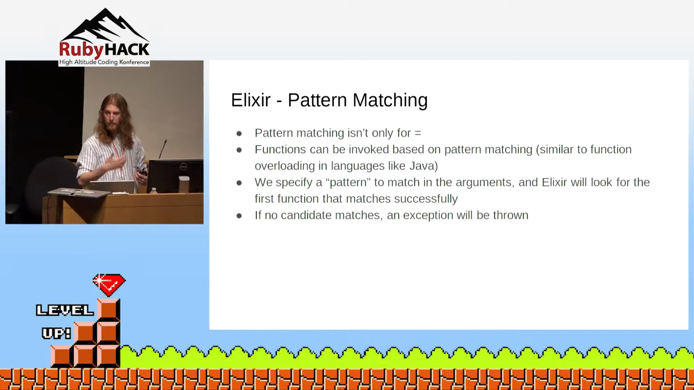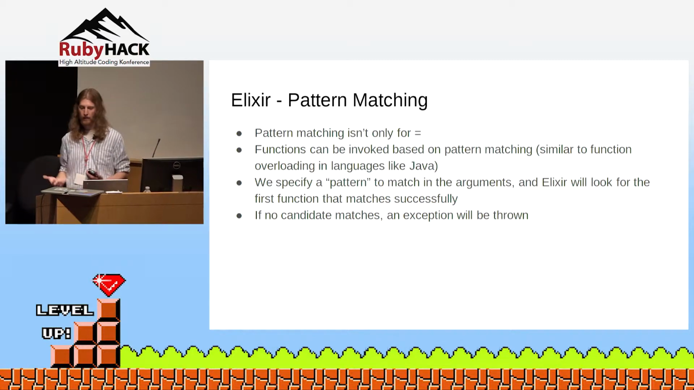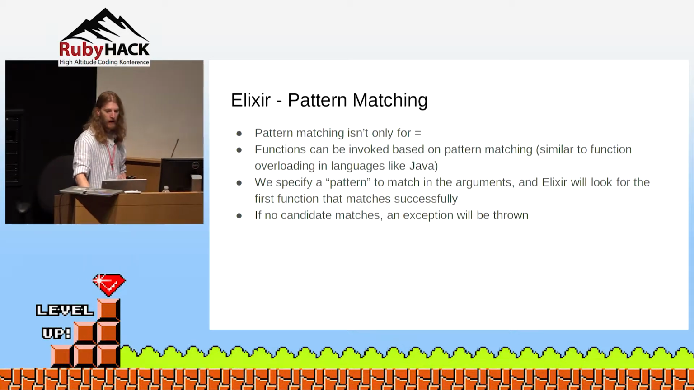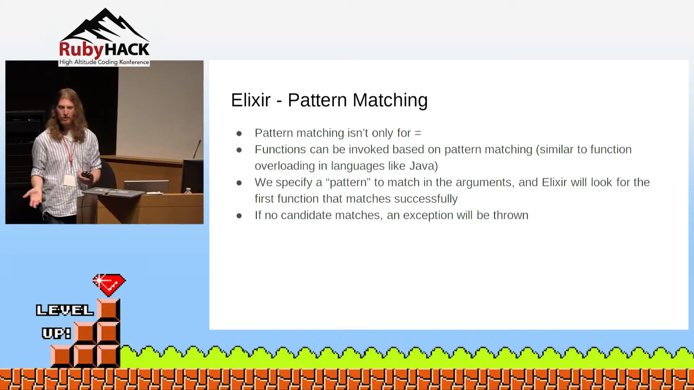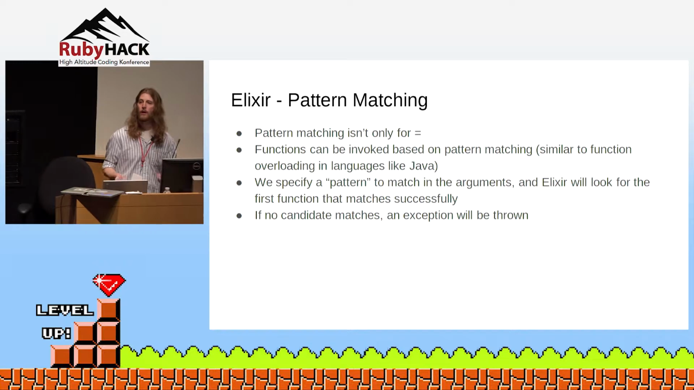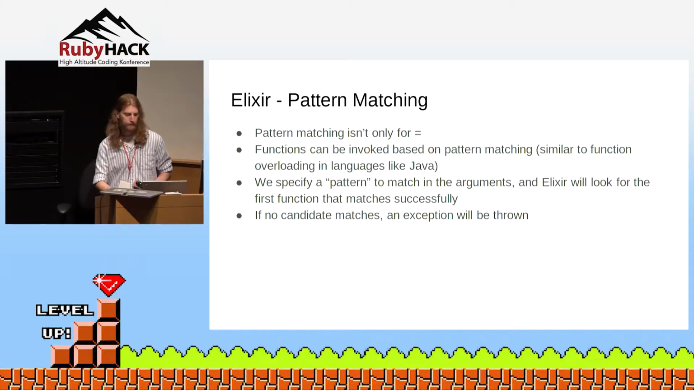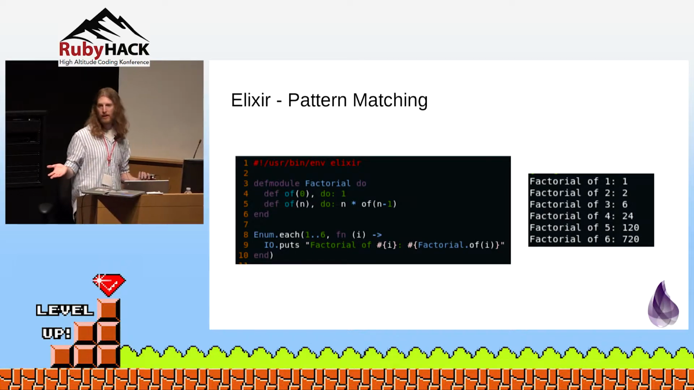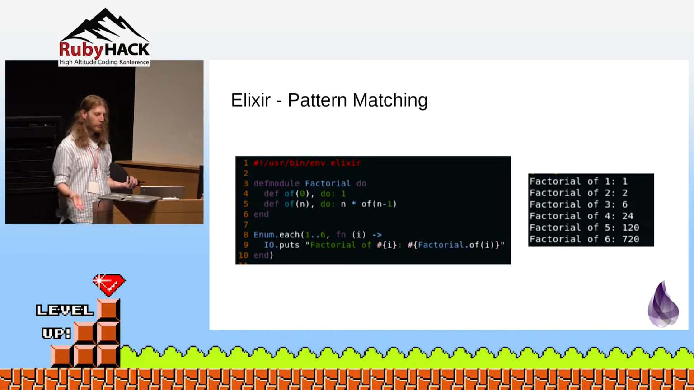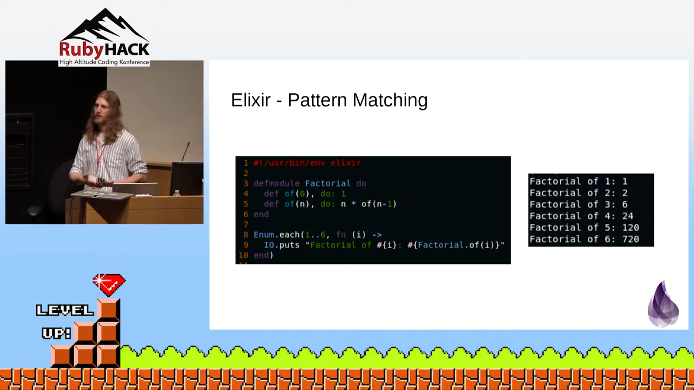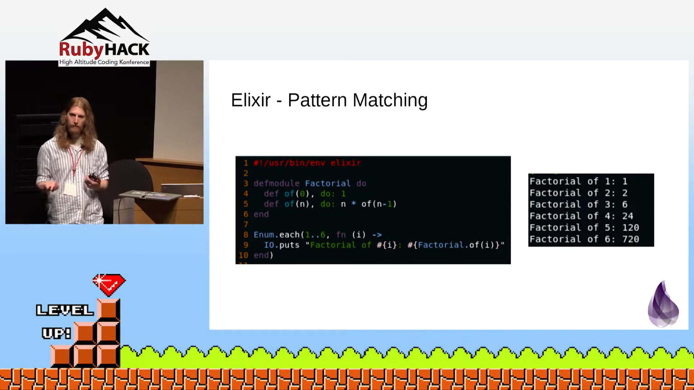As I mentioned, you specify a pattern in the argument list, and we'll take a look at that here. Key to remember, if no candidate matches, an exception will be thrown. So that is basically how you can see, oh, none of my functions matched. So here's an example. Factorial is like the hello world of functional programming, because it's a naturally recursive problem, which works very, very elegantly in functional languages.